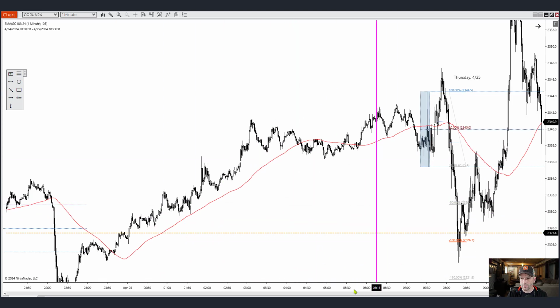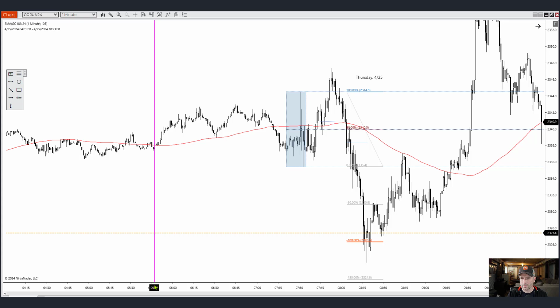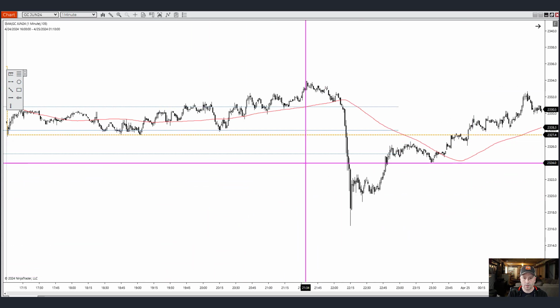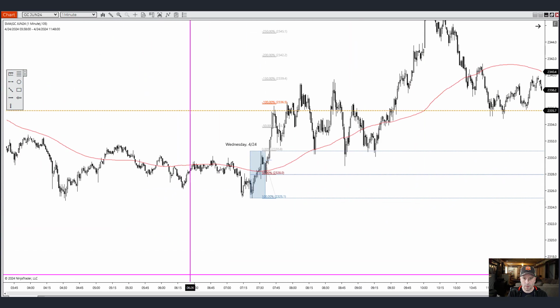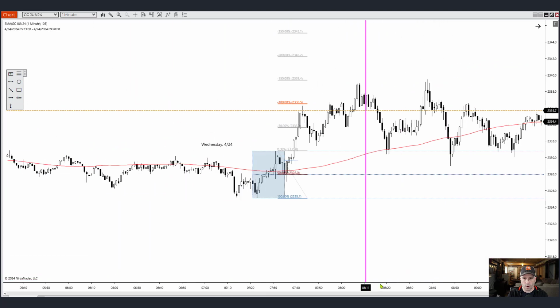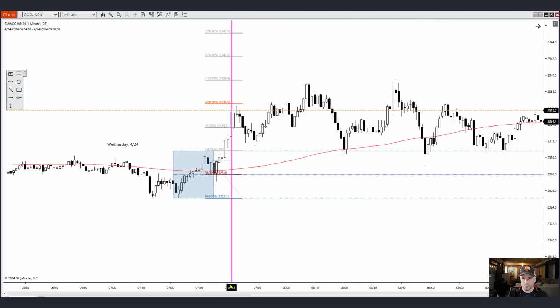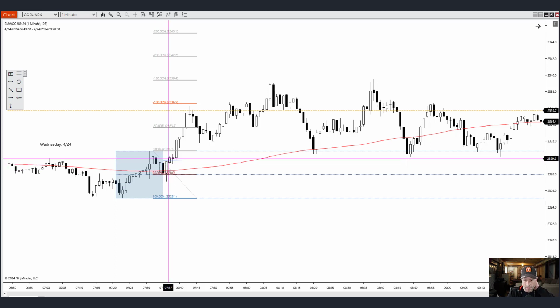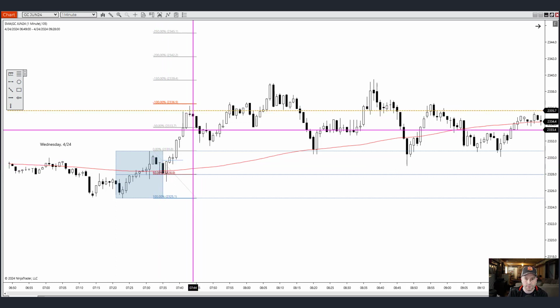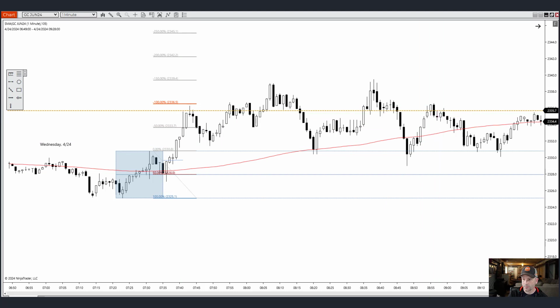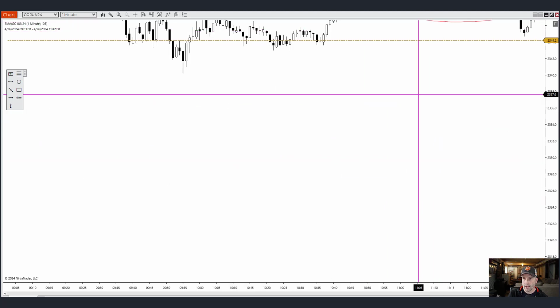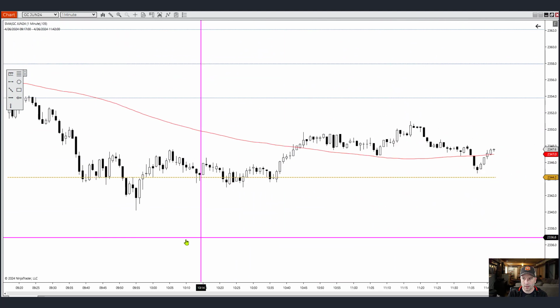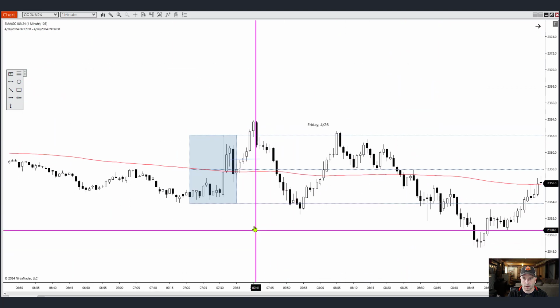Or no, it was Thursday. No, it was Wednesday. So remember on Wednesday, we had this strong up close candle, and we took the break of that candle, and it was a successful trade. We had a similar situation today, although it was not successful.